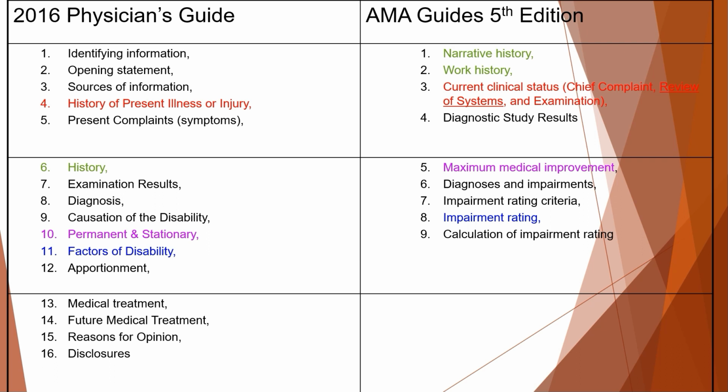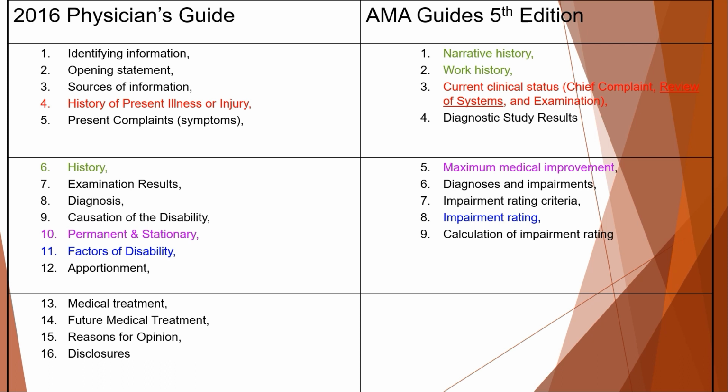You'll see here I have highlighted in red that the 2001 Physician's Guide talks about the history of present illness or injury. Well, that's roughly similar to what the AMA Guides describe as the current clinical status, wherein the chief complaint, the review of systems, and the physical examination are described. So we're going to hybridize those headings as well, although of course we're going to separate out the physical examination from the chief complaints and the history of present injury or illness.